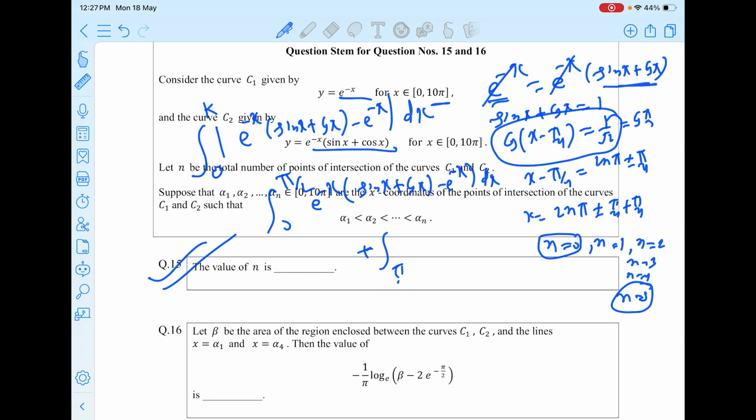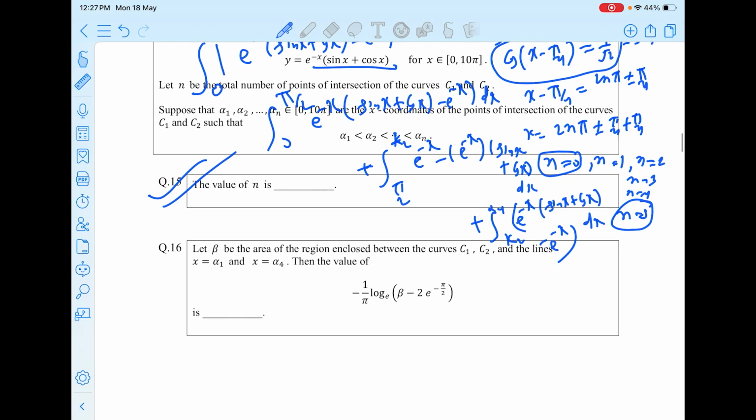Then pi by 2 to the second one. In that case which will be more? In that case e power minus x will be more. Okay, and then finally suppose this is k2, and then k2 to alpha 4, again which will be more? e power minus x sin x plus cos x will be more, minus e power minus x. Okay, so this you have to integrate. The integration will be lengthy, but at least one we can answer, right? The 15th question we can answer very easily.